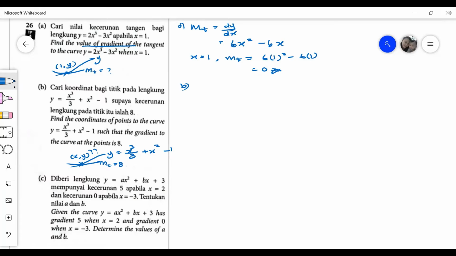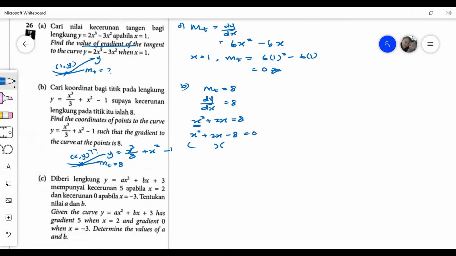I call this the golden triangle because these three things are interrelated. So we know that the gradient of the tangent equals 8, and the gradient of the tangent can be found by differentiating y with respect to x. So let's just differentiate that. So we bring the power down to the front. We're left with x squared plus 2x equals 8. So when I see the quadratic terms, I know I'm going to solve the quadratic equation. So x squared plus 2x minus 8 equals 0.